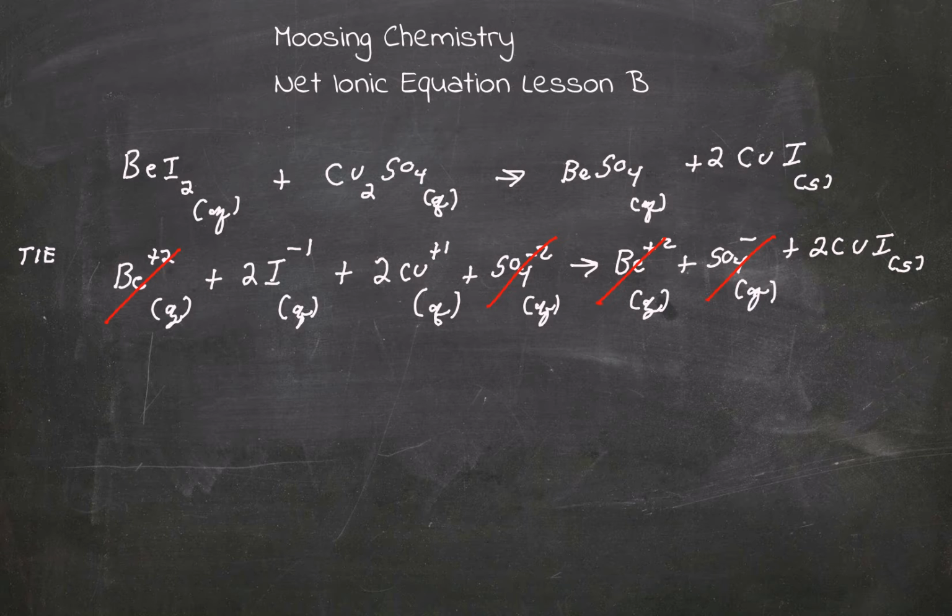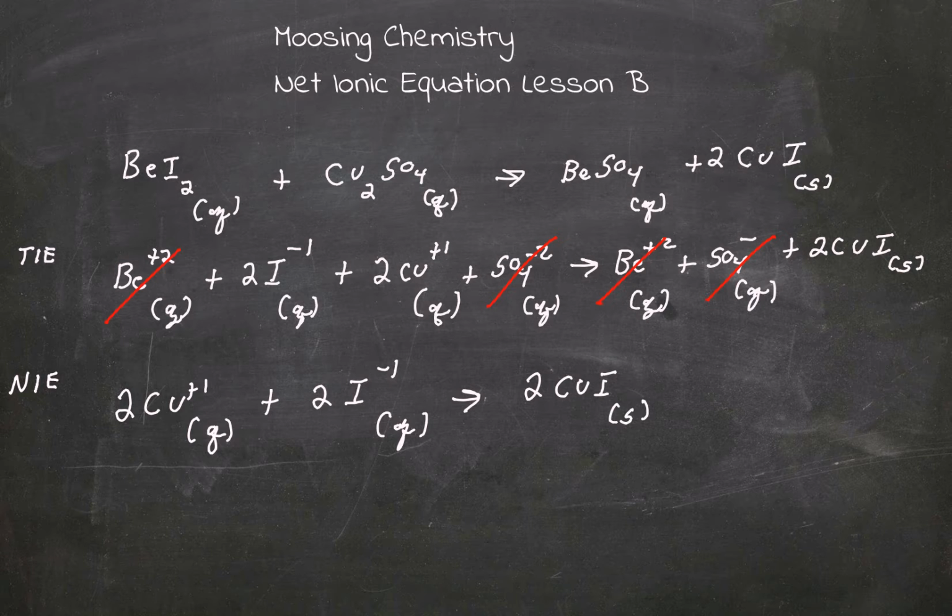So now what I'm going to do is write the net ionic equation. Sometimes I call it the NIE, the net ionic equation. I'm always going to put the cation first. So we go 2 Cu plus 1 (aq) plus 2 I minus 1 (aq) yields 2 CuI solid. And that's that equation. Let's look at one more equation, okay?